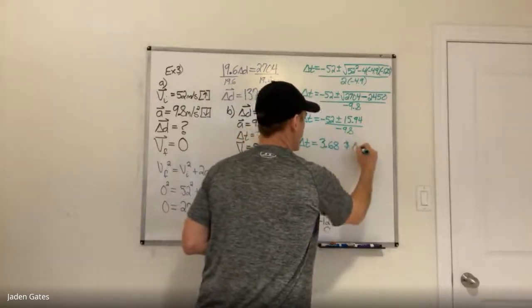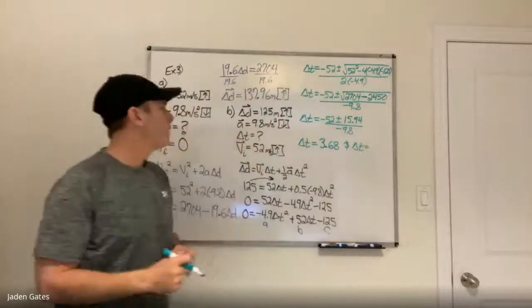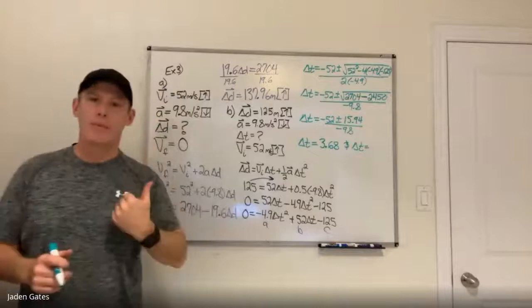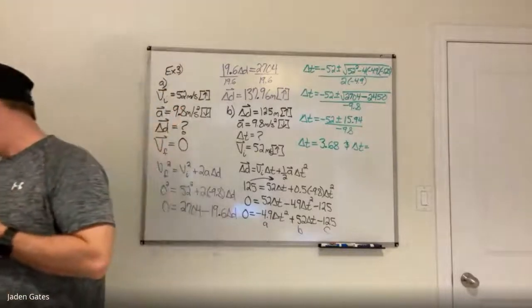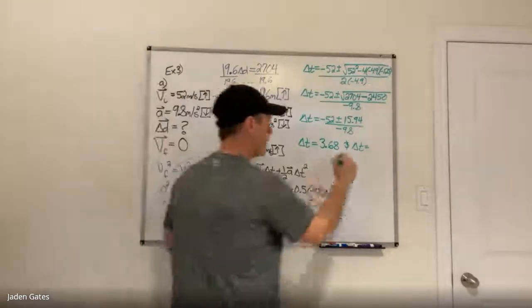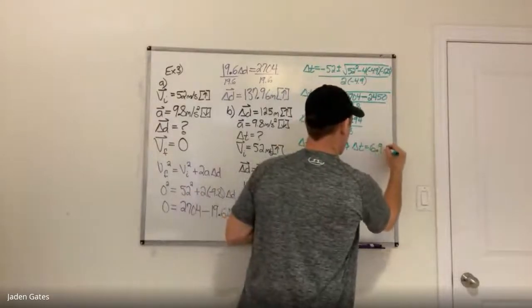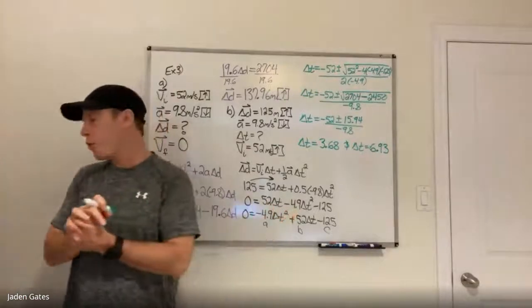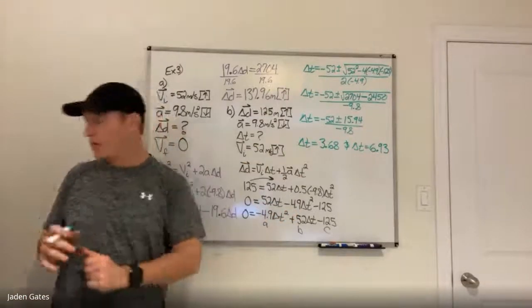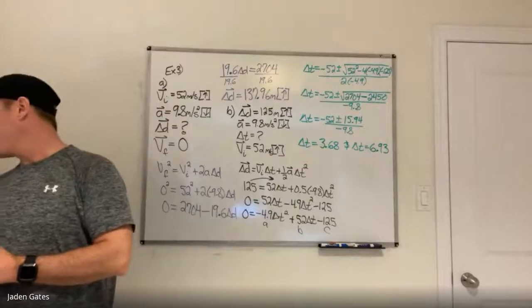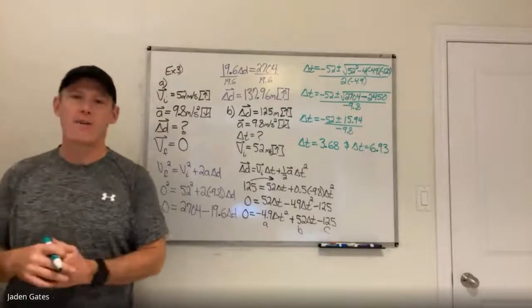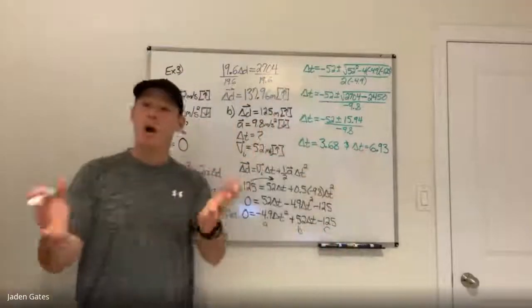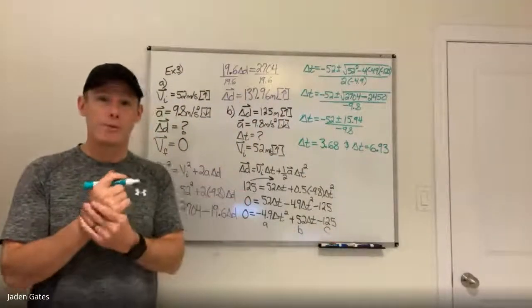And I also get negative 52 minus 15.94 and then divide it by negative 9.8, and I end up with 6.93. So I've got two answers. Which one is it? I know we've done a lot of stuff here, but the question is asking: how long does it take the arrow to be 125 meters above the ground? Well, we have two times. They're both positive, so they're both real.